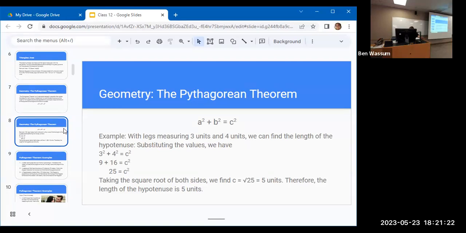Now, based on this, the idea is as long as you have 2 of the sides of a right triangle, you can always find the third. That is the general idea.